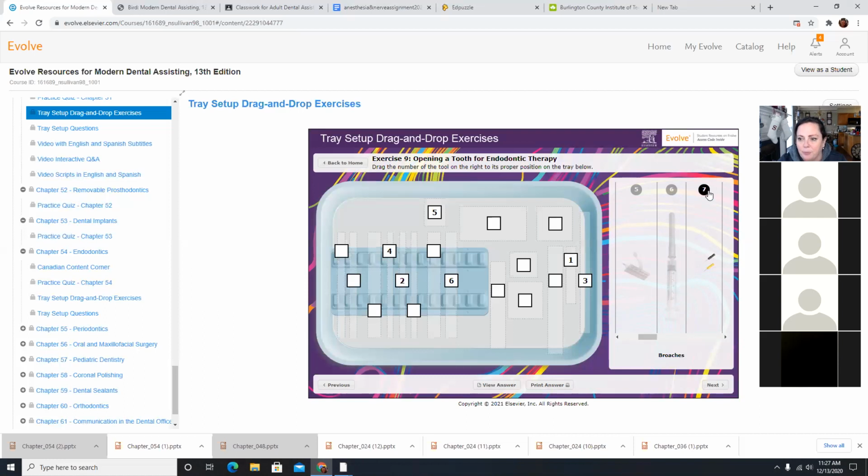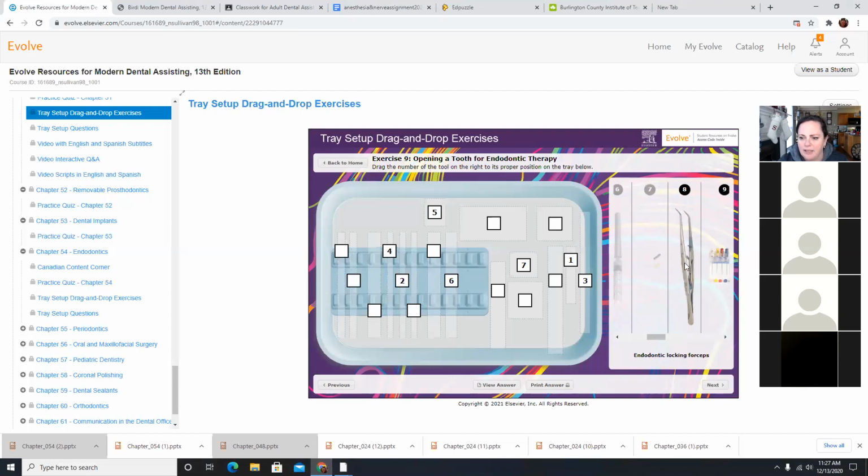Okay. These are broaches. Again, the broaches are going to be smooth files with little pieces of metal sticking out of them. Think about a Christmas tree. And they are going to be used to grab the pulp and pull it out. Okay. I know it sounds horrible.